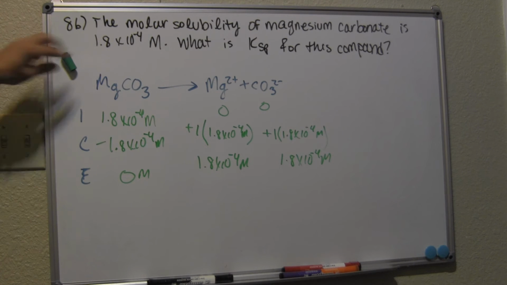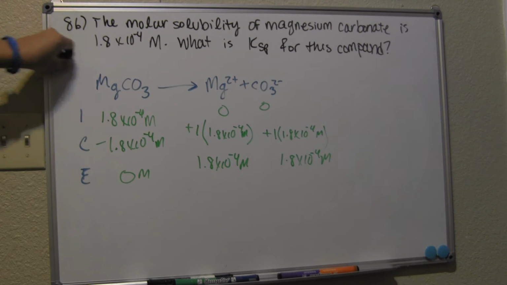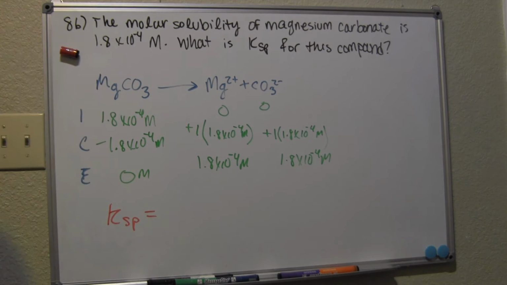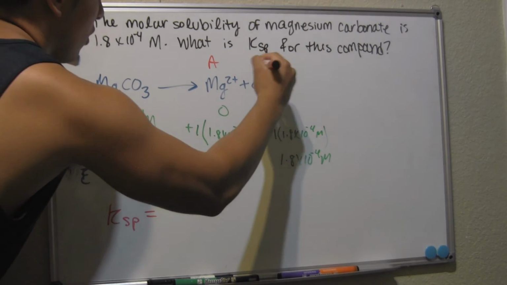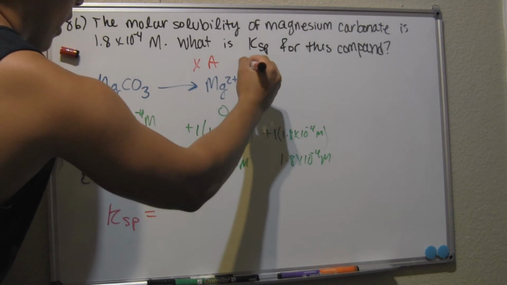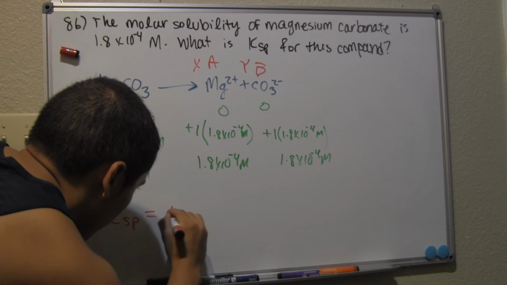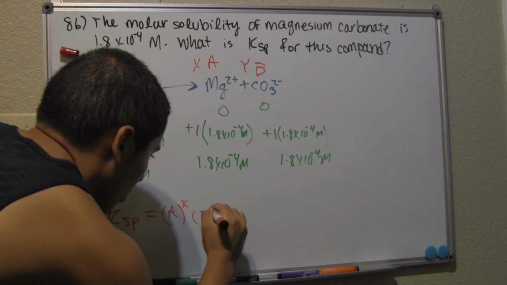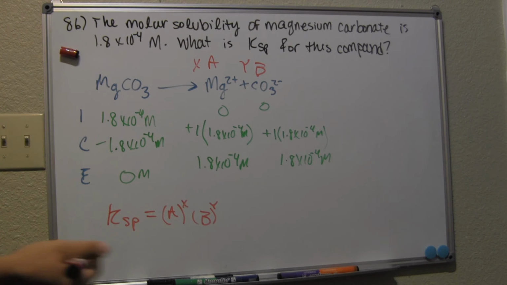The equation that we're going to be using for calculating the Ksp is that Ksp is equal to the product of the ion concentrations. We'll call this A and we'll call this B, and we'll call the coefficients X and Y. Those are coefficients and those are products. So we have A raised to the X power and B raised to the Y power. That's our formula for calculating Ksp.